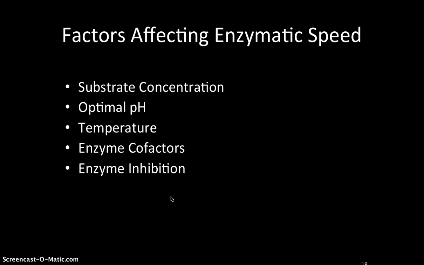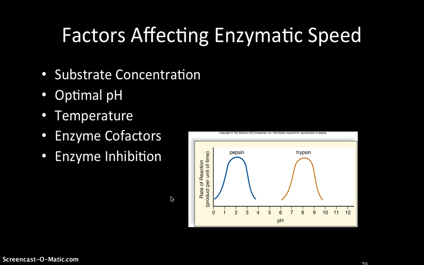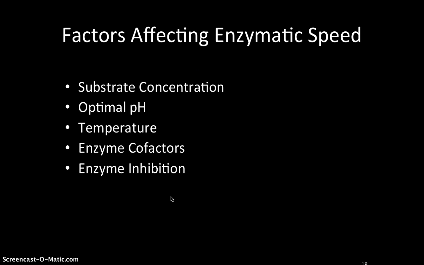The first one is enzyme or substrate concentration. So if we have a lot of substrate available, the enzyme's going to be able to work quicker because as soon as it catalyzes one reaction, it's just going to be able to pick up another substrate and have it happen. But if there's not very much substrate around, the enzyme is not going to be able to pick up the substrates and do it as quickly.